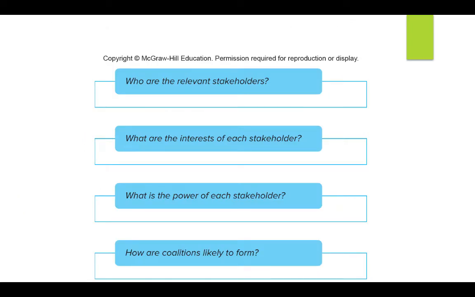When looking at the impact of activities of a business on its environment, there are 4 questions that need to be asked, and this is called a stakeholder analysis. Who are the relevant stakeholders involved in a particular issue? What are the interests of each stakeholder in that issue? What is the power of each stakeholder? And how are coalitions between stakeholder groups likely to form over time and on particular interests?